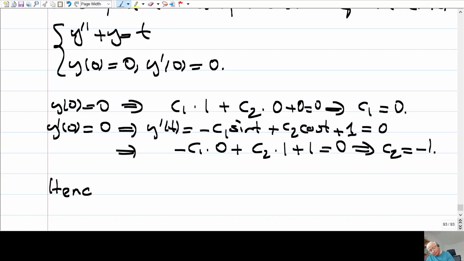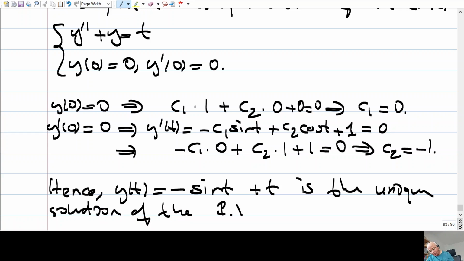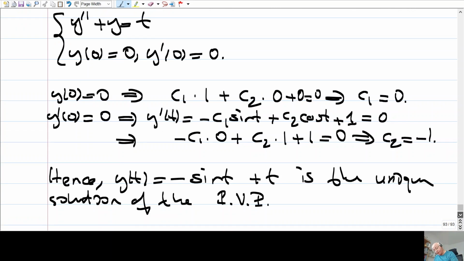Hence, y(t), with C1 being 0 and C2 being minus 1, is minus sine t plus t, the unique solution of the initial value problem. Okay, that's it.